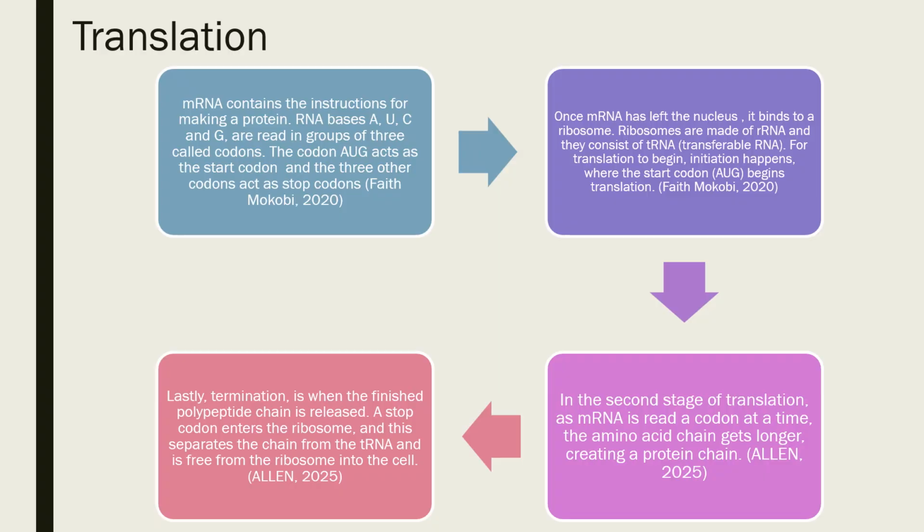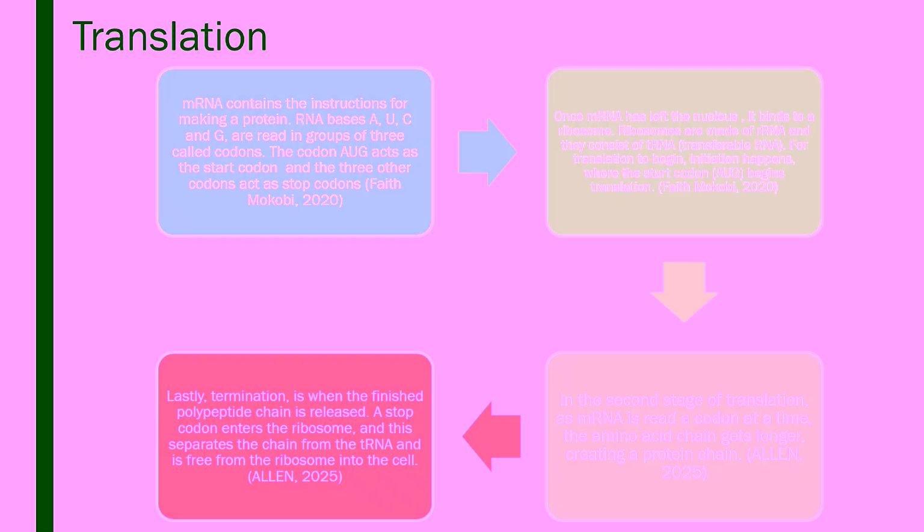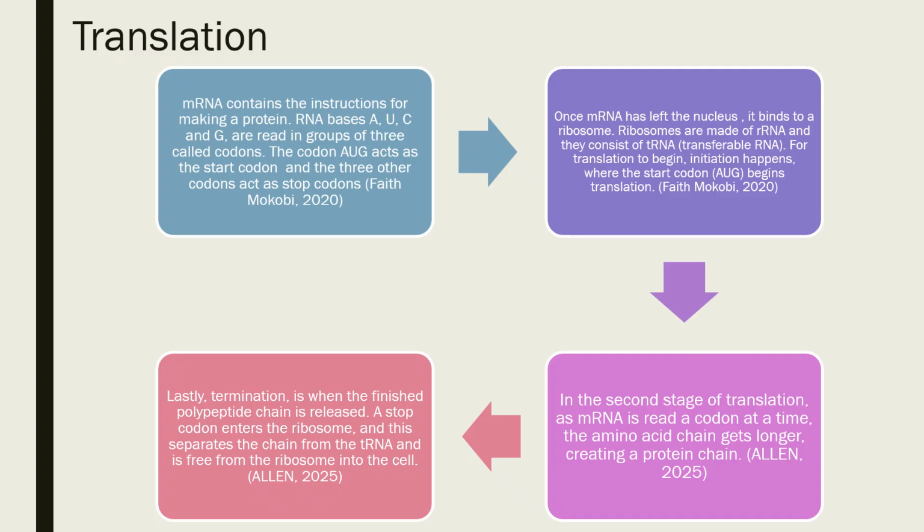So, moving on to translation. Now mRNA has been made, it contains the instructions for making a particular protein. The codons in the RNA are bases read in 3. Each codon is used for a particular amino acid. The codon AUG acts as the start codon and the other 3 act as stop codons. The start and stop codons signal the start and end of protein construction.